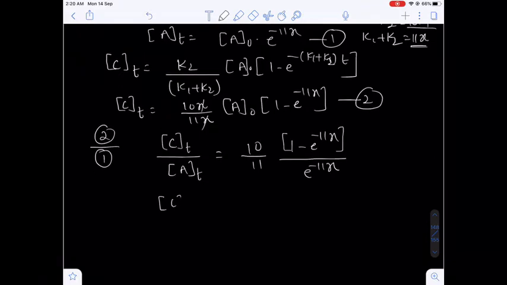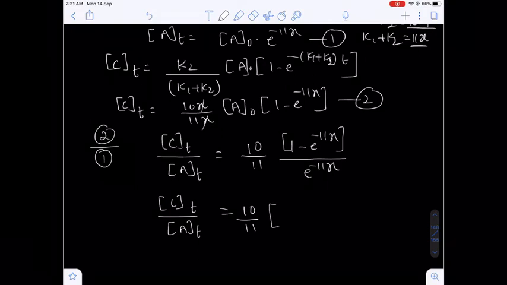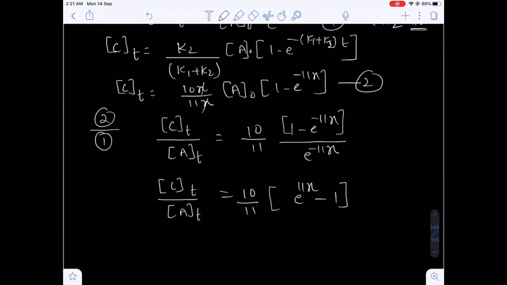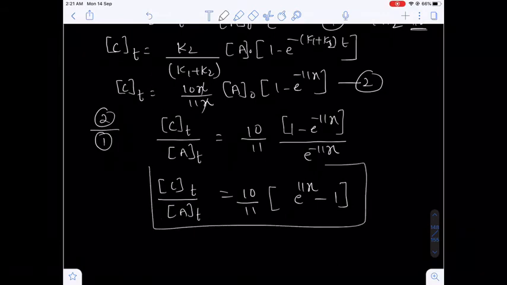Okay. So finally, the concentration of C at a time interval t upon the concentration of A at a time interval t will be equal to 10 by 11 into (e to the power 11x minus e to the power of minus 11x by e to the power of minus 11x), that will be 1. So this is the final answer.